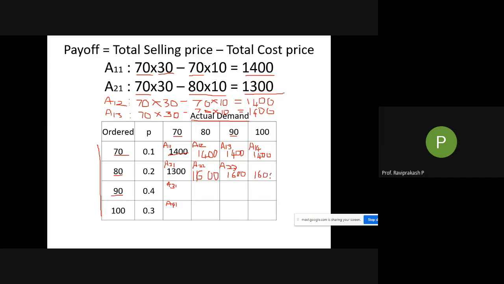Okay, got my point? Because we are not increasing the input. If the output is, they are asking more, whatever the input is there, only that much I can give, right? So who can tell me A31? Value of A31?